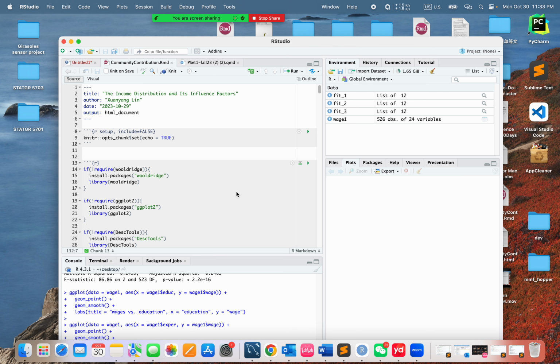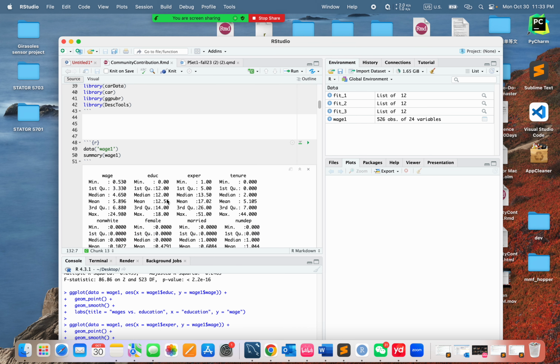So I basically want to first look at the distribution of income, and then we will study what is the most important factor that determines the income. Let's first look at the dataset.